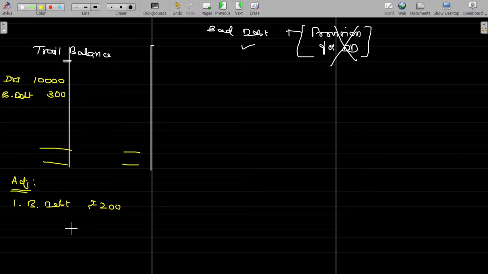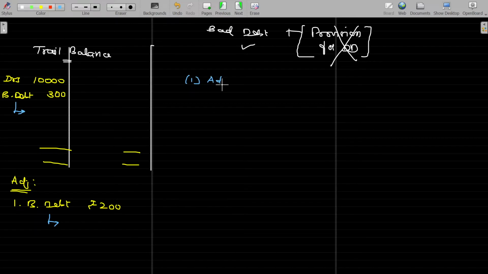How do I now adjust this? What about this bad debt? Bad debt in the trial balance and bad debt in the adjustment. What does it mean? Bad debt in the trial balance represents that the adjustment entry has already been passed.